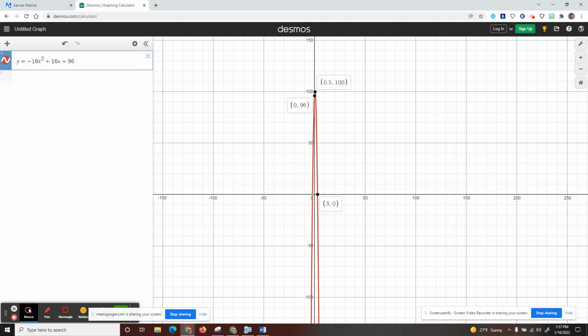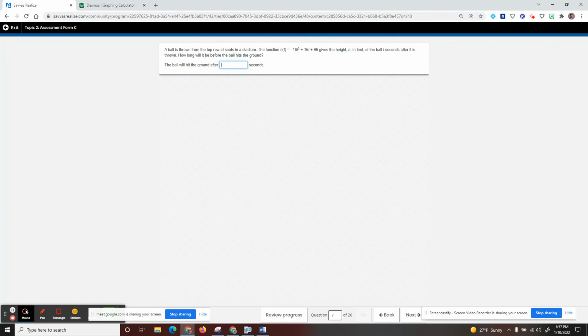If you solved it by quadratic formula, you would get 2 answers. Negative 2 would be your other answer. In the context of this question, the negative doesn't make sense because that would be representing going back in time, and the ball's not going back in time. So 3 is your one answer to this question. So just type in 3 for that.